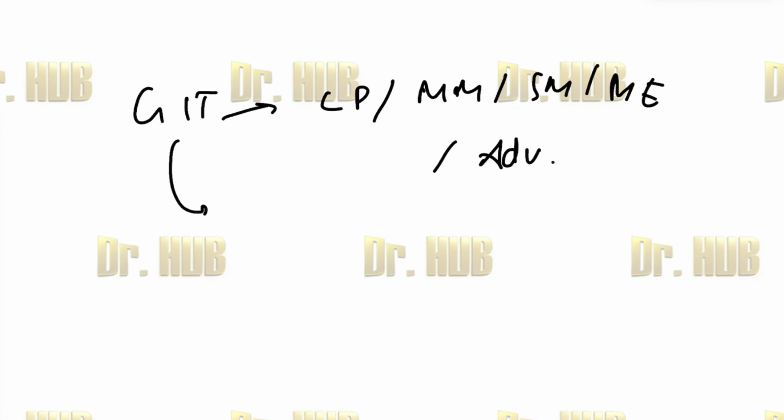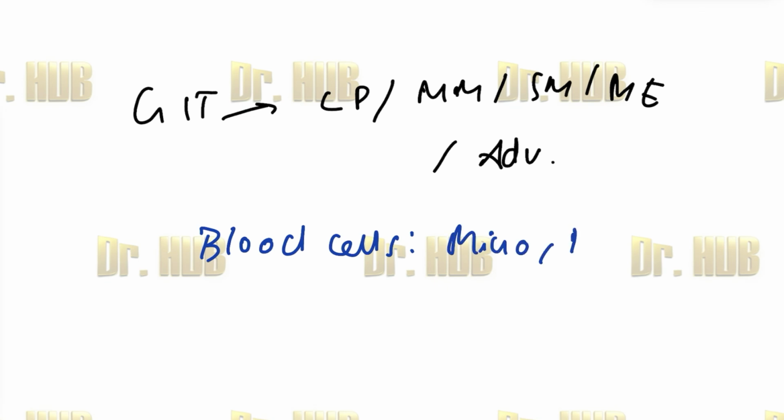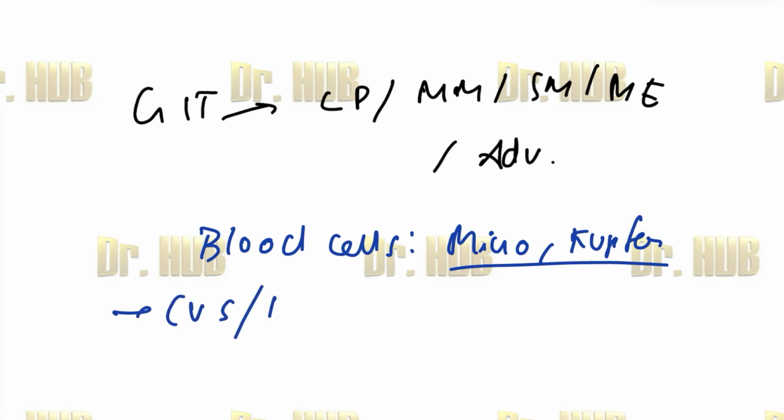Next, there is also the presence of blood vessels. Blood vessels come under the lateral plate mesoderm. The blood cells include the microglia as well as the Kupffer cells. So it is important to know where the microglia and the Kupffer cells come from. They are derivatives of the lateral plate mesoderm. Then comes the CVS. We also have the lymphatic system and the laryngeal cartilages.